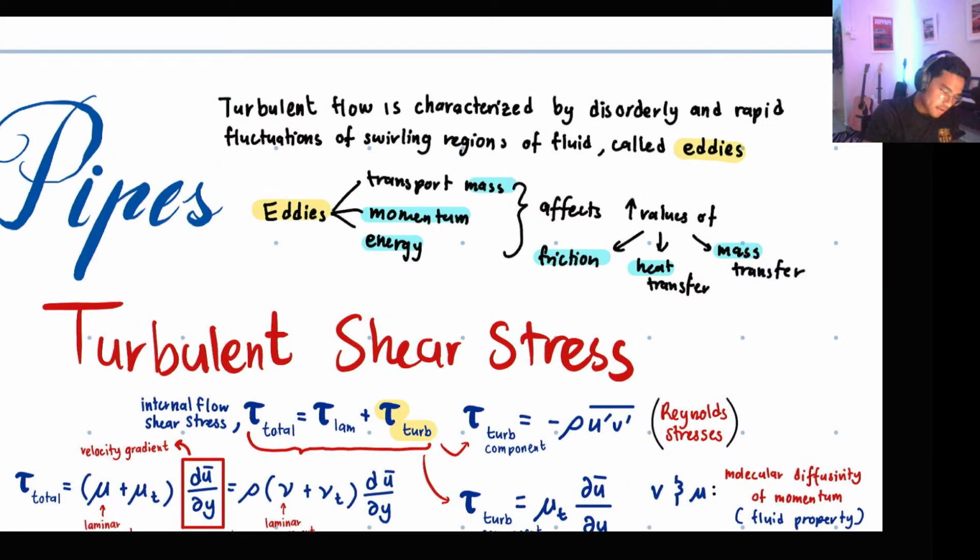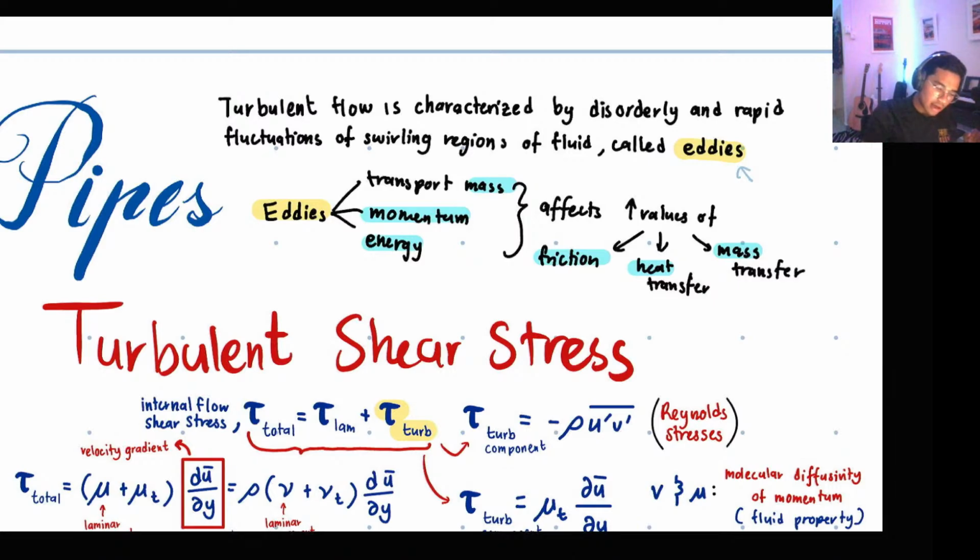Resuming. Turbulent flow is characterized by a disorderly and rapid fluctuation of slowing regions of fluid, called eddies. As I said, turbulence is when there are inconsistent fluctuations of velocity in certain regions. Some regions have lower velocity than other regions and it is inconsistent. So what do we call this inconsistency? We call it eddies.